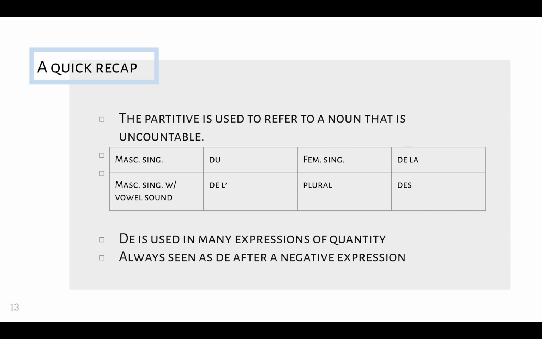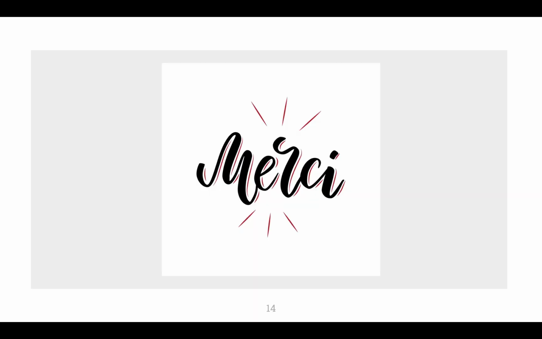So here's a quick recap. As we discussed, the partitive is used to refer to a noun that is uncountable. Here's the different formation. If it's referring to a masculine singular noun, it's du. Masculine singular with the vowel sound, it's de l'. Feminine singular is de la, and plural for masculine or feminine is des. And de is often used in a bunch of different expressions with quantity, and it is always seen as de after a negative expression. So that is all for today for the partitive.